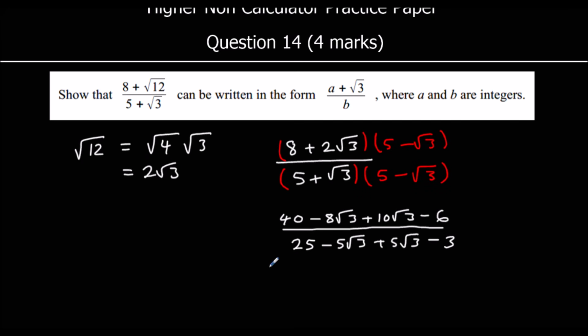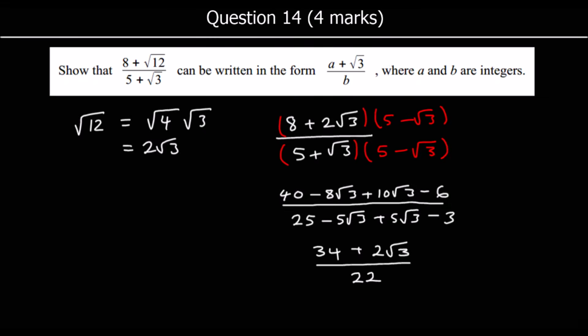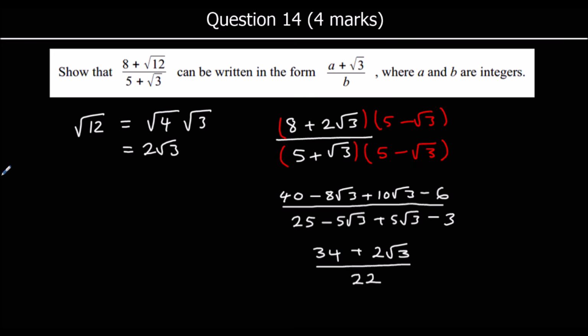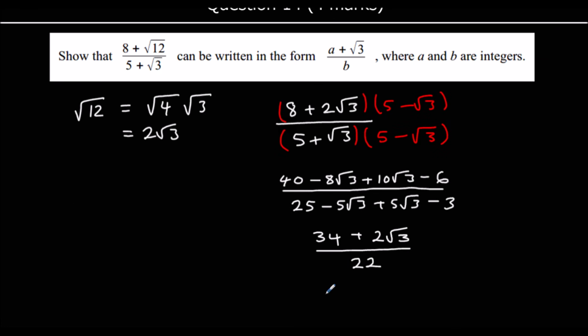So collecting these terms together, the like terms, 40 take away 6 on top is 34. Minus 8 root 3s plus 10 root 3s is 2 root 3s. And we've got 25 take away 3 on the bottom, which is 22. It's not quite in the form we want. We just want 1 root 3 on the top. But all we've got to do is half the top and half the bottom. And that's our answer.